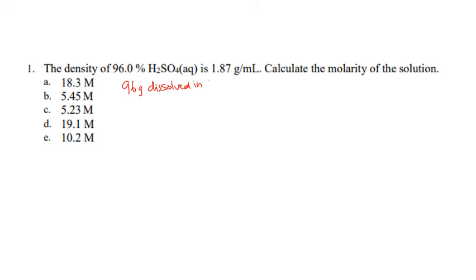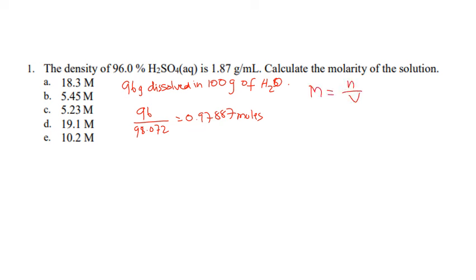100 grams of water. Okay. And then from that 96 grams, we will find the number of moles. So 96 divided by molar mass, which is 98.072, equals 0.97887. And that is the number of moles, because we know molarity equals number of moles over volume in liters. And now we will find the volume.